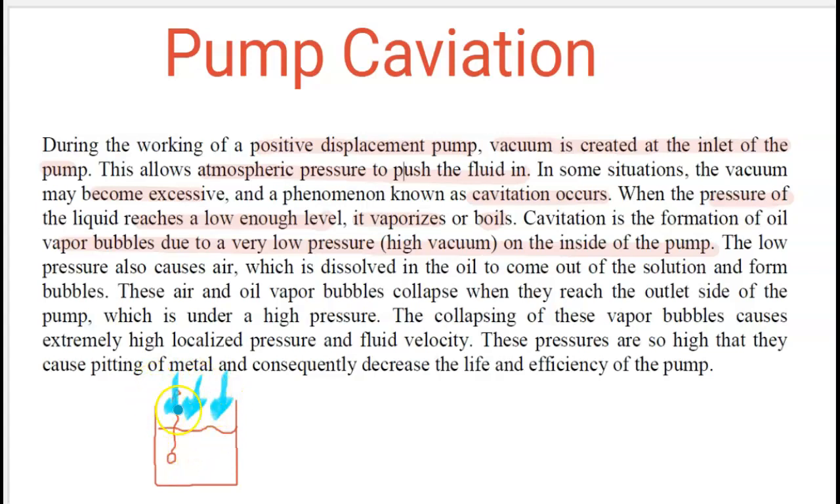But if you get rid of this pressure, which is 1 atmosphere, if you reduce this pressure, the water will boil at 20 degrees, maybe less temperature. Water can boil at 1, 2, 3 degrees centigrade. It will boil because there is no atmospheric pressure.